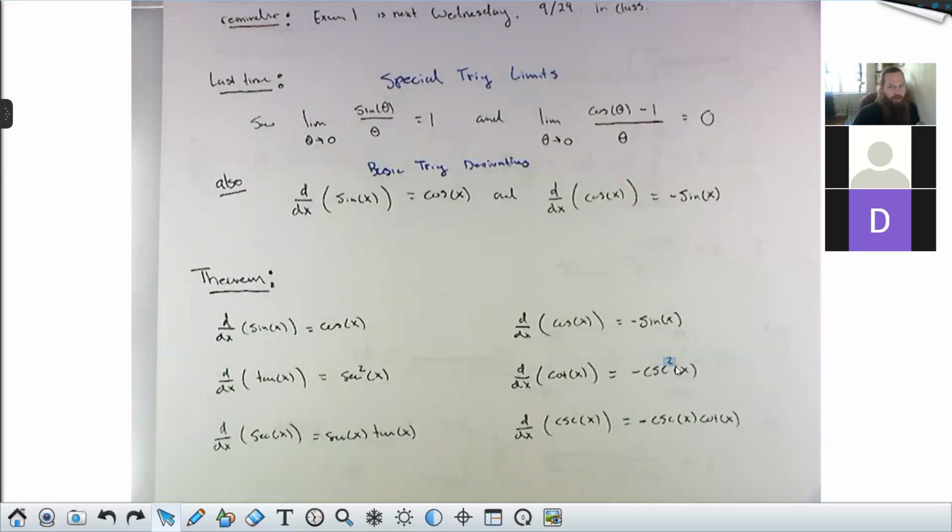Yes, the square in any of these positions over the trig function, like secant squared, is secant x times secant x. Yeah, the square in the middle here means the whole thing squared. It's different from having the square inside.